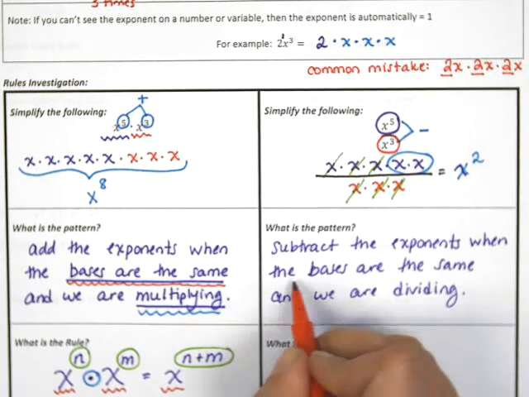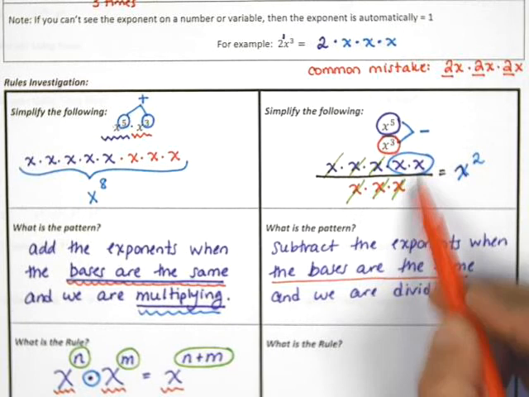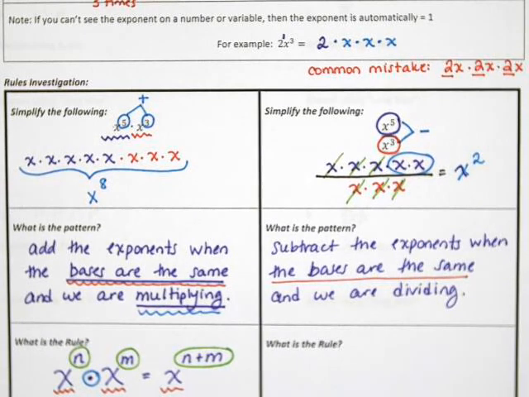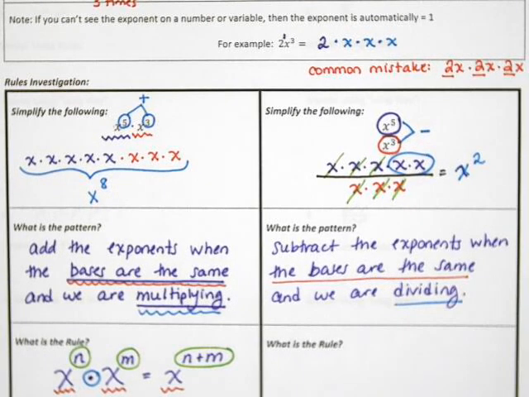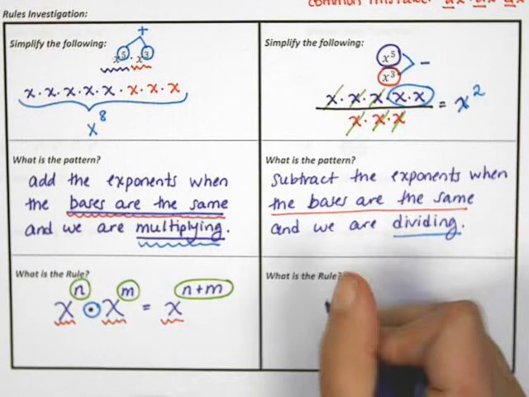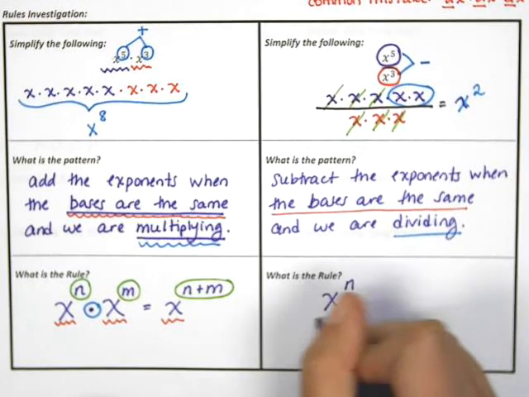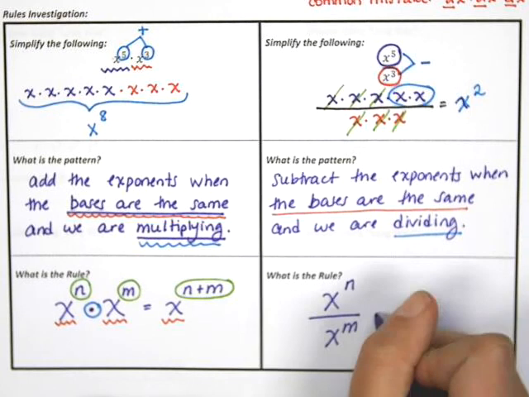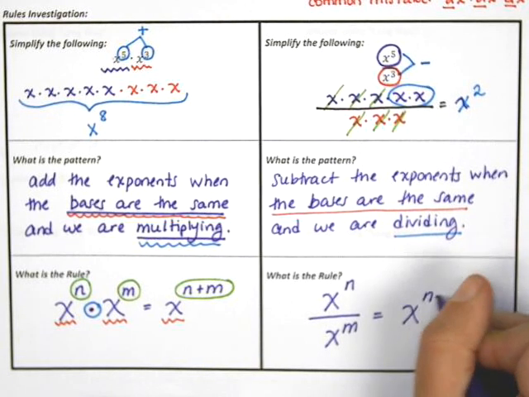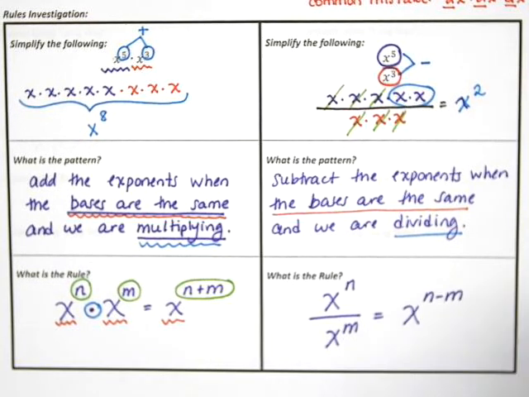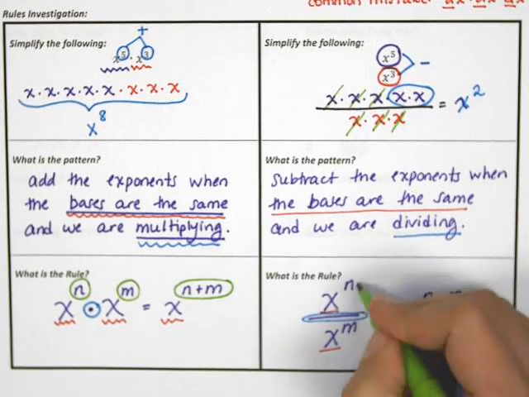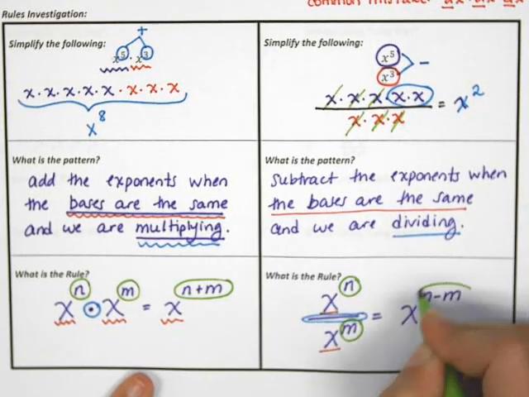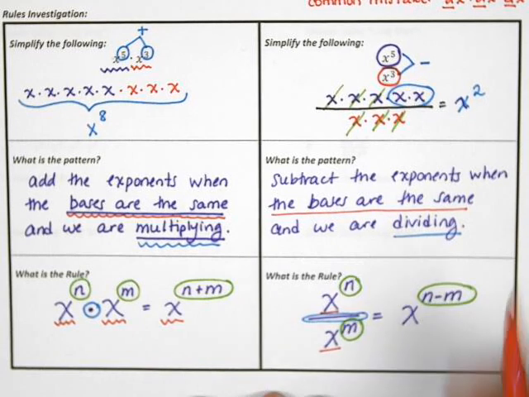So again, the bases need to be the same. It's important that these were x's. That's what made them cancel. If I had y's in there somewhere, it wouldn't work the same way. And it's important that we have a division problem. One of the ways we usually write out this rule mathematically is that if you have x to the n divided by x to the m, the answer would be x to the n minus m. So again, I have the same base. I have a division problem. All I'm going to do is take the exponents and subtract them and keep the base the same.